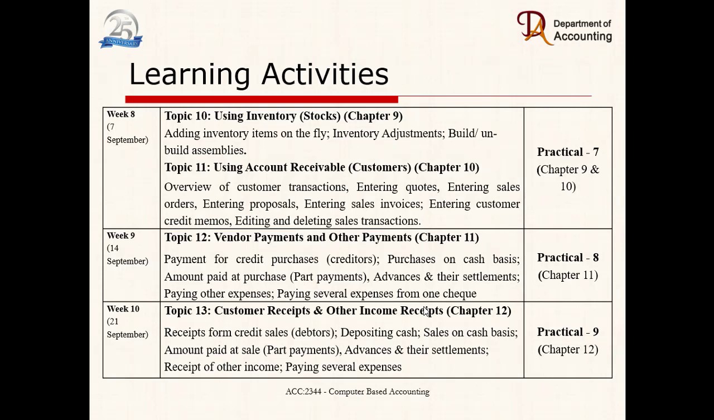Then in week 10, we'll be discussing how to deal with the inventory. It's about how to adjust the inventory items. You would also be having different kinds of inventory items. Sometimes, by using these different kinds of items, you may be creating some assembled products. For example, you may be assembling some computers by purchasing some raw materials or the components. By purchasing the components, you may be assembling the computers, and likewise vehicles.